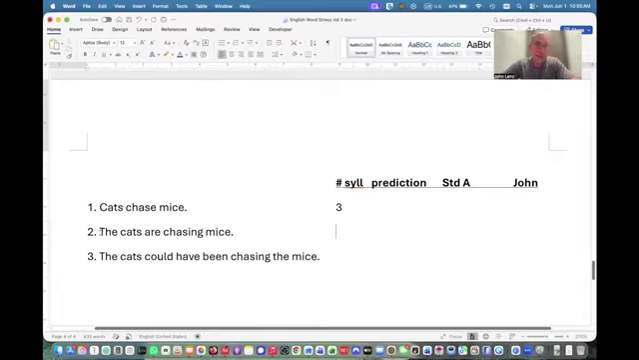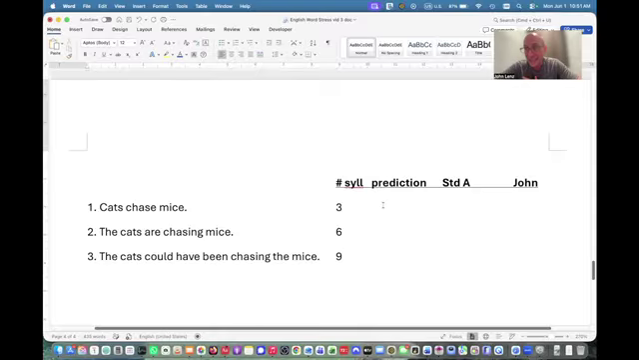And then we have sentence number two. The cats are chasing mice. That is six syllables. Or the third sentence, the cats could have been chasing the mice. Chinese body language. So clever. They can count from 1 to 10 on one hand. 1, 2, 3, 4, 5, 6, 7, 8, 9, 10. Anyway, Chinese. So clever. This one is nine syllables.